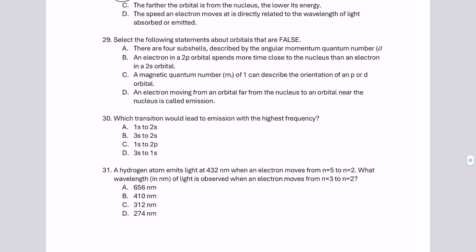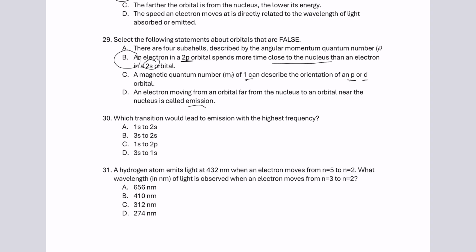Let's move on to 29. 29 says select the following statements about orbitals that are false. A says there are 4 subshells described by the angular momentum quantum number L. B says an electron in a 2p orbital spends more time close to the nucleus than an electron in a 2s orbital. C says a magnetic quantum number of 1 can describe the orientation of a p or a d orbital. And D says an electron moving from an orbital far from the nucleus to an orbital near the nucleus is called emission. The false statement here is going to be B.